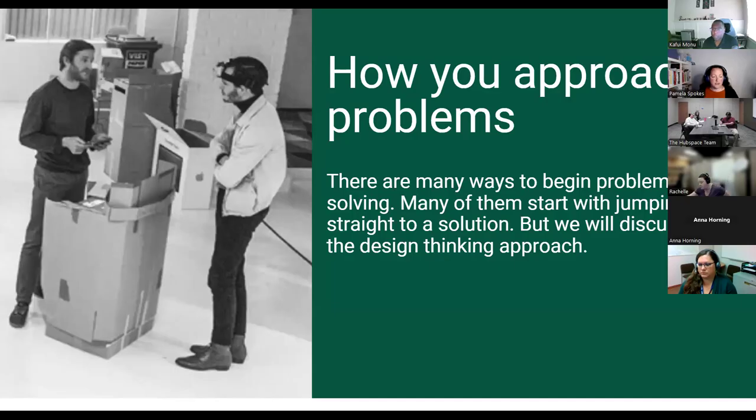And so I wanted to start a little bit with the mindset, so how you approach problems. There are many different ways that people begin to solve problems. You often hear the quote, "Don't bring me problems, bring me solutions." So, service design is, don't bring solutions.